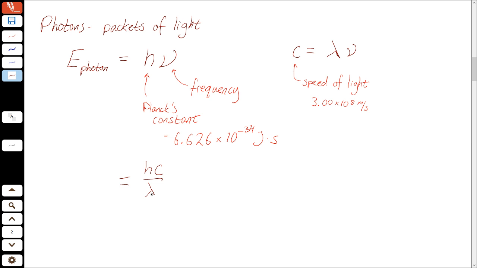All right. So light can be considered as these little packets, these little photons, where each photon has a particular energy that can be calculated by the wavelength or the frequency of the light. That's sort of where we've gotten to so far.